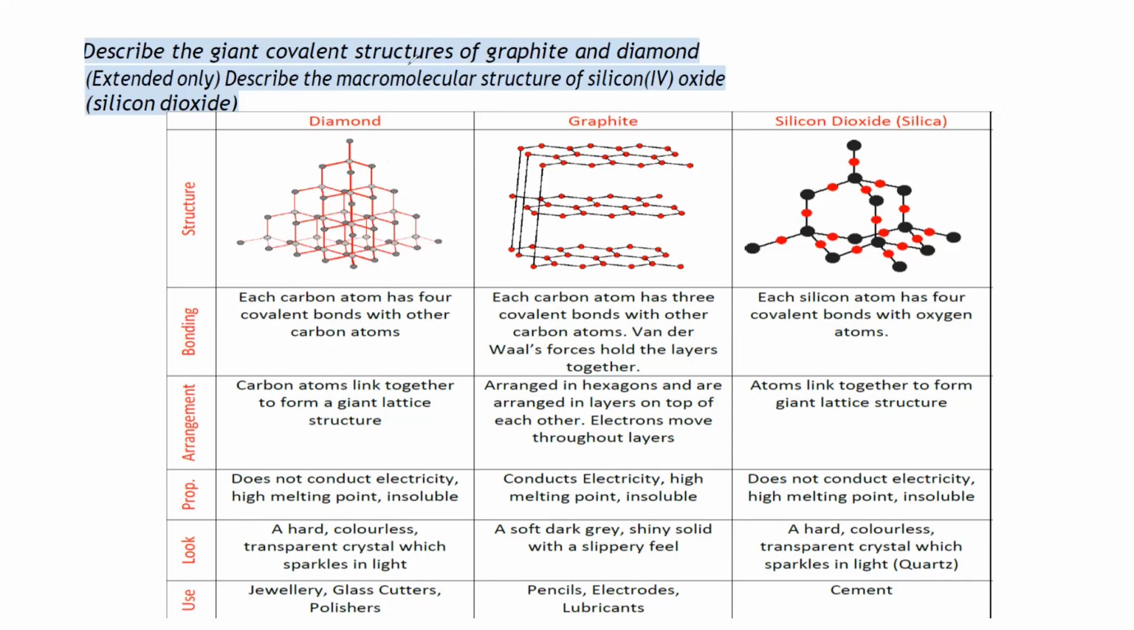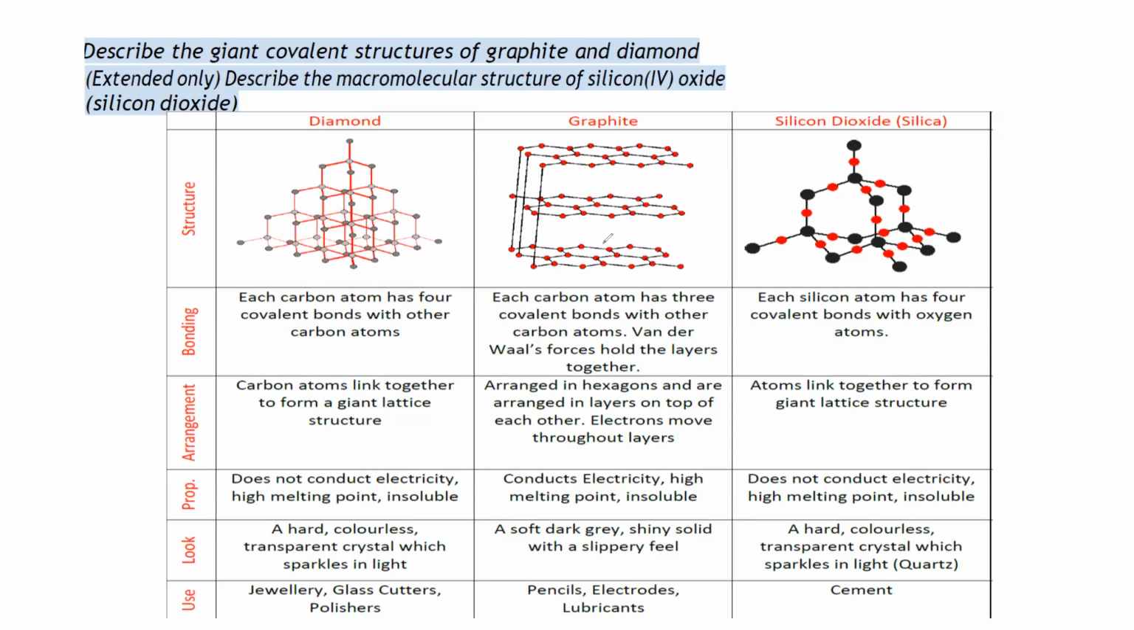So if they ask, explain the bonding, what happened in diamond? In diamond, each carbon atom has 4 covalent bonds with other carbon atoms. So this gray shade is representing a carbon atom. You can see this carbon atom is forming a bond with 4 carbon atoms. And how are the carbon atoms arranged? Carbon atoms are linked together to form a giant structure or a macromolecular structure.